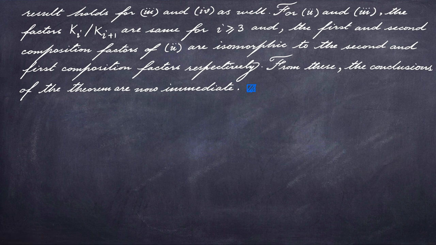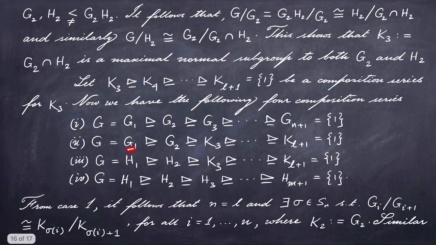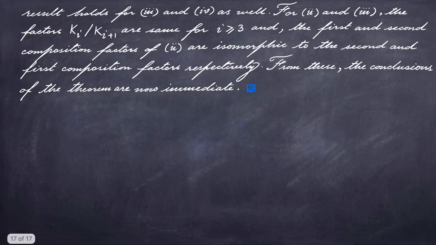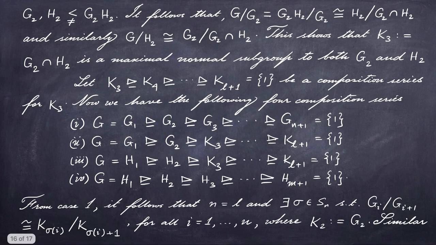So that's how it is put: for 2 and 3, the factors K_i modulo K_{i+1} are the same, and the first factor and the second factor of 2 are isomorphic to the second and the first factor of 3. Therefore, putting everything together, we now have proved the Jordan-Holder theorem.